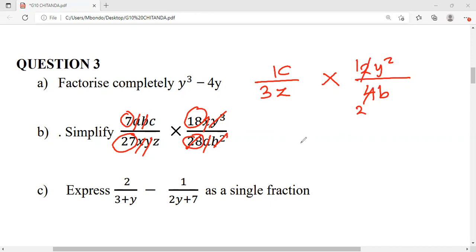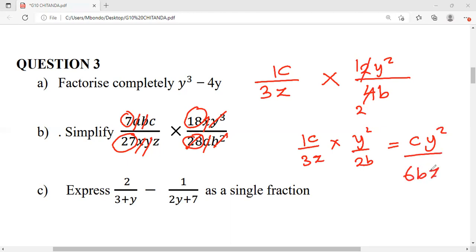Then you end up now with 1c, then 3z multiplied by y squared over 2b. All right? When you work out this, it will give you c y squared over 6bz. If I've missed anything, you're free to write in the comments below so that we have something correct.